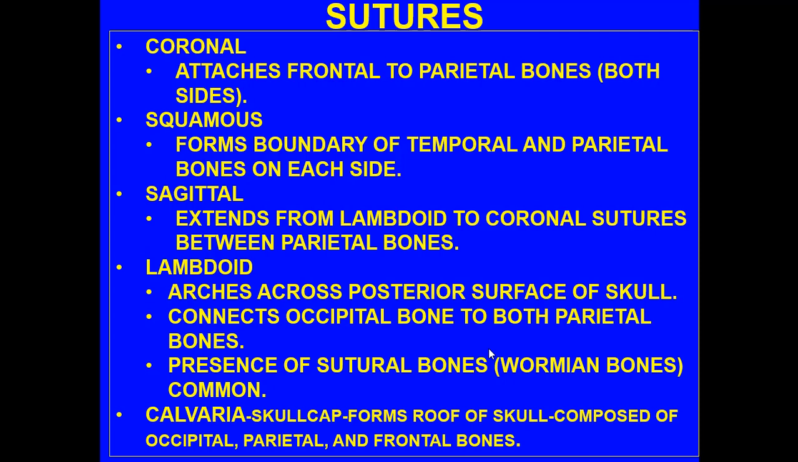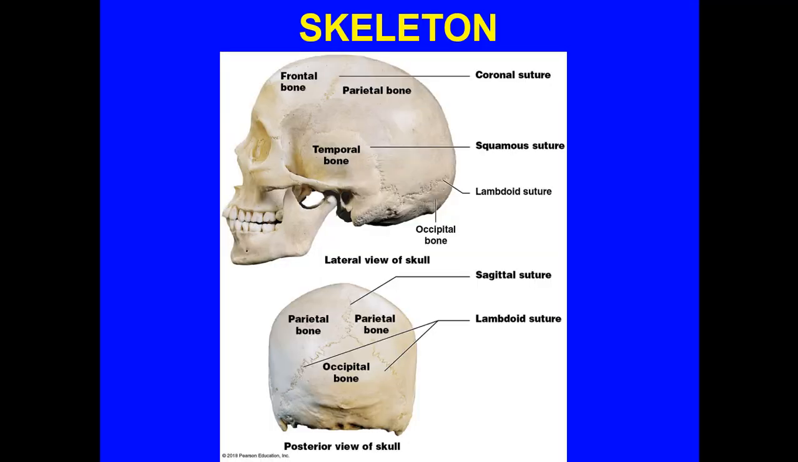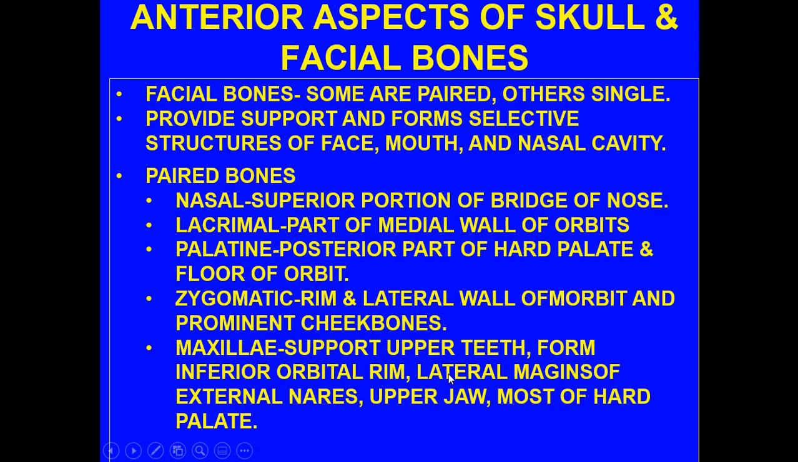The calvaria, the skull cap, forms the roof of the skull, and it's composed of the occipital, parietal, and frontal bones. And you can see here is the lambdoid suture. The sagittal suture holds together the parietal. You'll also see some Wormian bones in there. And then, of course, you've got the squamous suture here on the lateral view between the temporal and parietal. And then, of course, you've got the coronal suture here between the frontal and the parietal.